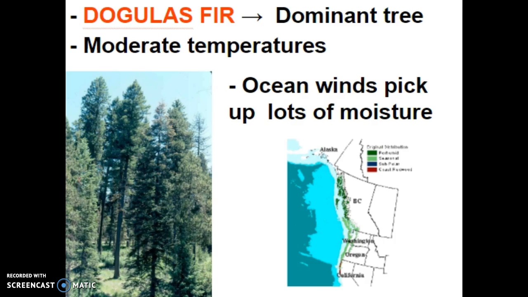You will get some seasonal changes in a temperate rainforest, so there are moderate temperatures. Usually most temperate rainforests are coastal. And so ocean winds pick up a lot of moisture, and that's why we can get this rainforest environment even being so far away from the equator.